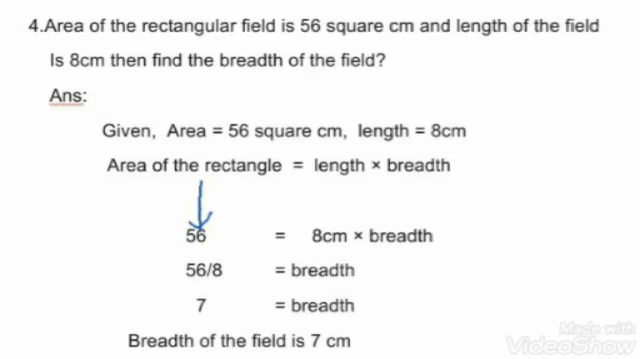Area of rectangular field is 56 square centimeter and length of the field is 8 centimeter. Then find the breadth of the field. What is given? Area is given 56 square centimeter and length is equal to 8 centimeter. Therefore, area of rectangle is equal to length into breadth. So 56 you write on the left side, 8 centimeter into breadth. Length is given 8 centimeter. 56 divided by 8. So you will get cross multiplied. So 56 divided by 8 is equal to breadth, which is equal to 7. Therefore, breadth of the field is equal to 7 centimeter.